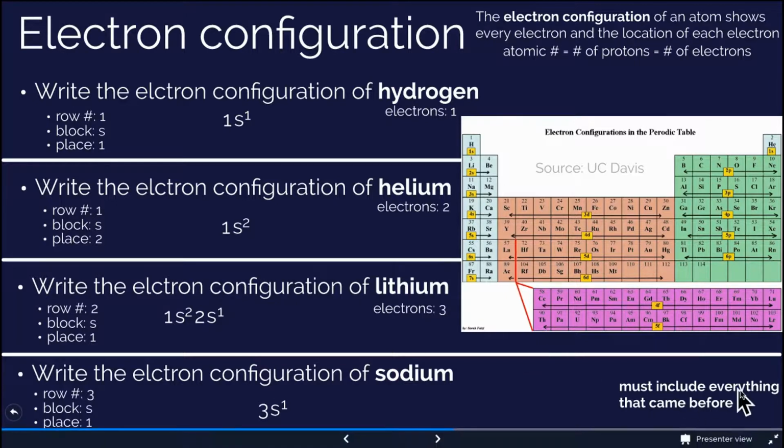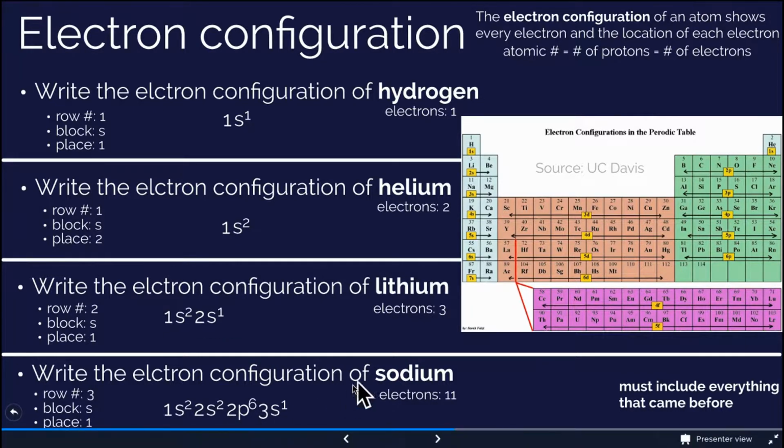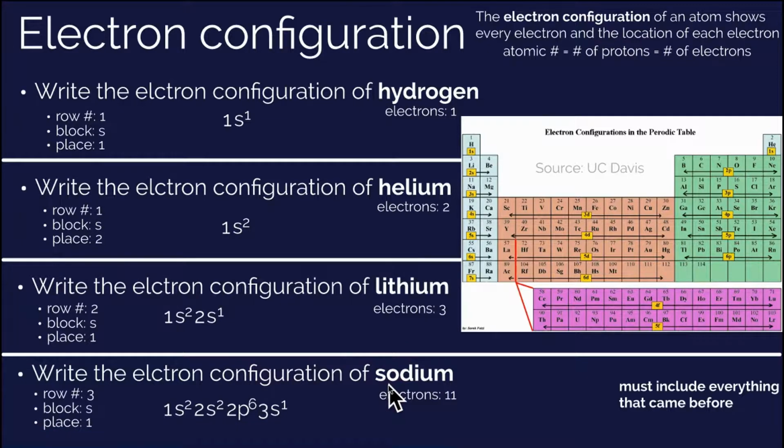But remember that you also need to put in everything that came before it. So we need to go through hydrogen and helium. That'll be 1s2. Lithium and beryllium, this is 2s2. And finally, we get through the p block. So now we put in 2p, and then the number of places we move through in the p block. So 1, 2, 3, 4, 5, and 6. So this is where we get that superscript 6 of 2p. So the full electron configuration of sodium will be 1s2, 2s2, 2p6, 3s1.